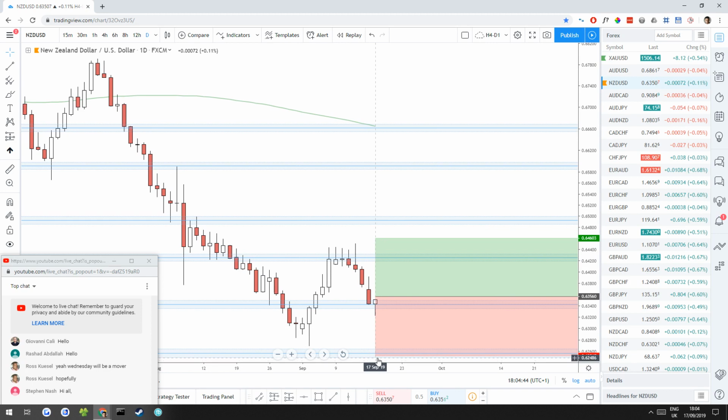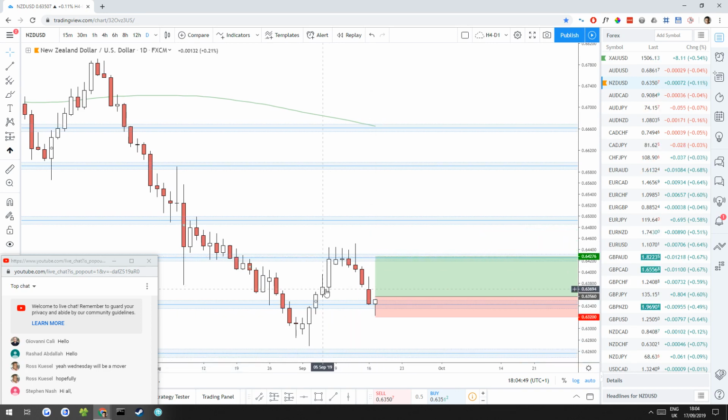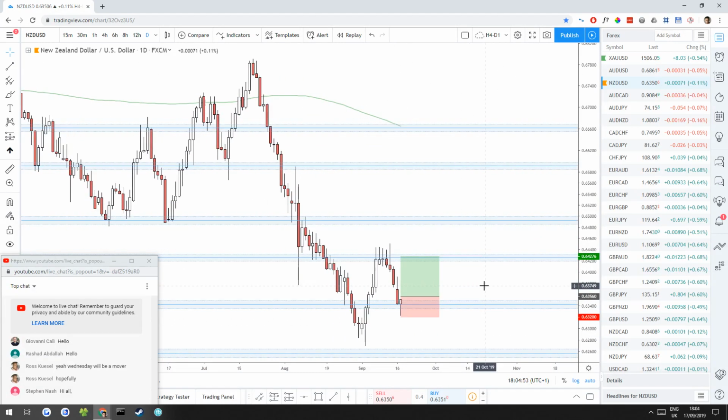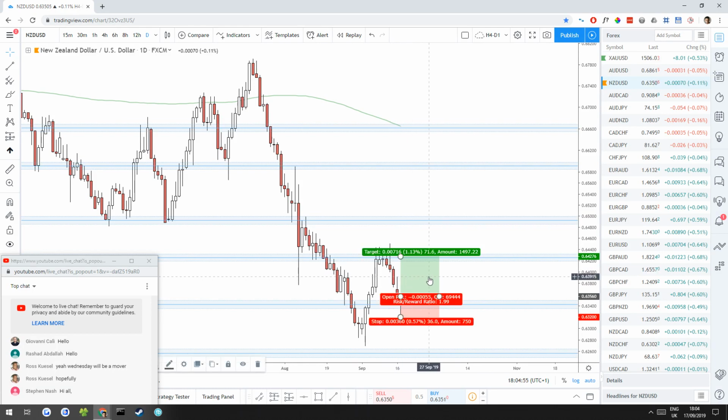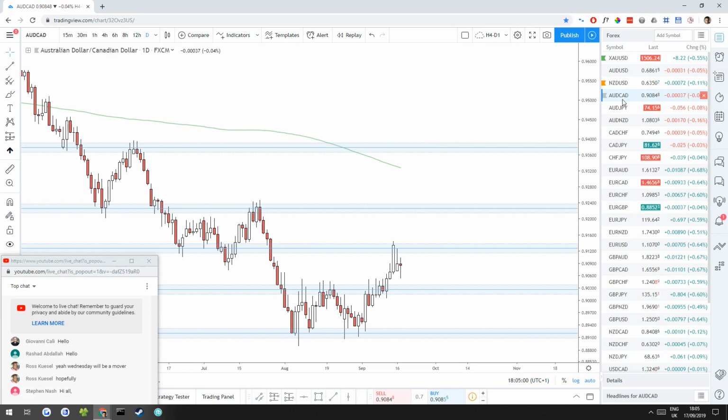What I want to do is wait for this current daily candle to close, and then I'll look at entering after the daily candle closes. So we're just going to wait for today's daily candle to close, which is in just about 4 hours. Once it closes, I'll be looking for a setup, a long entry there.